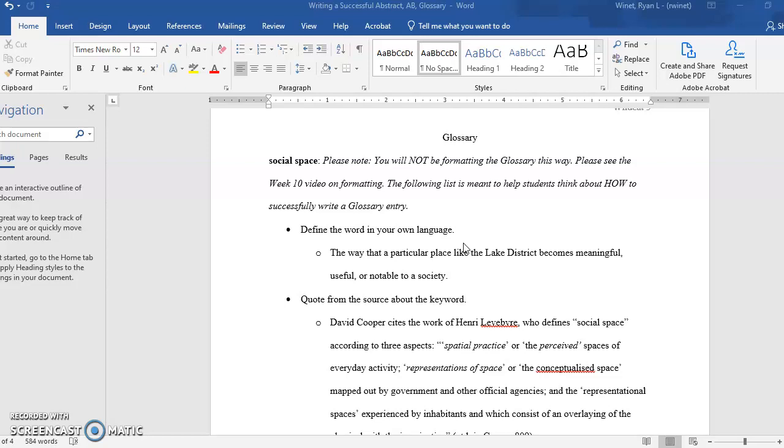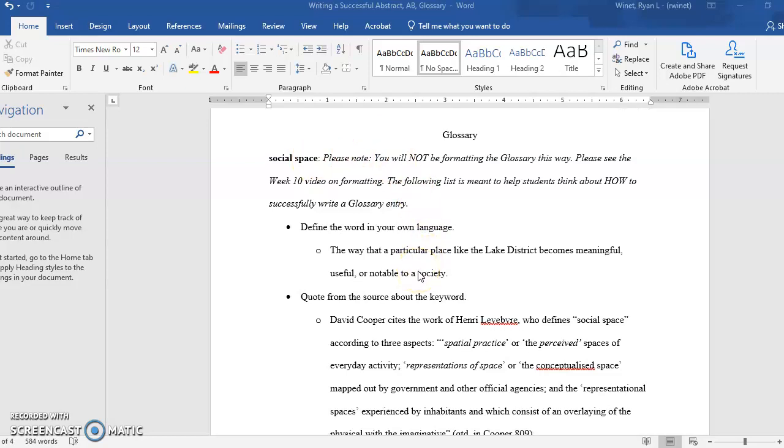When you are writing a successful glossary, each term should be defined in your own language. The way that I have defined social space in my own words is the way that a particular place, like the Lake District, becomes meaningful, useful, or notable to a society. The way that I personally like to think of social space as a concept is the way that we as a society value certain places over others.